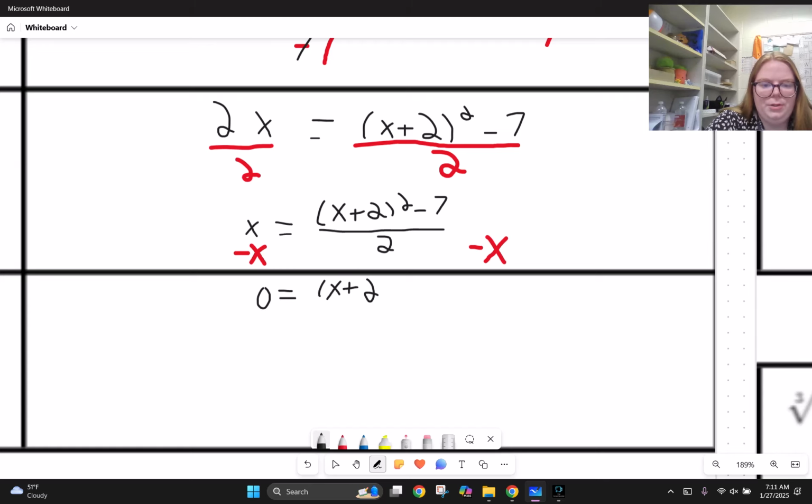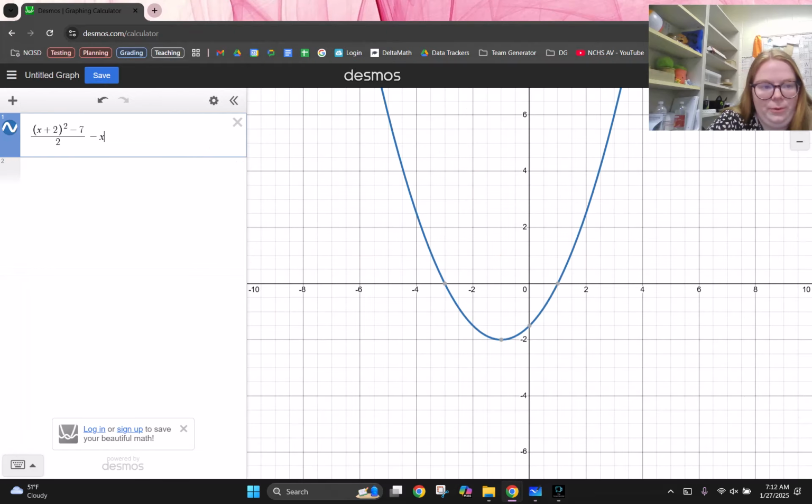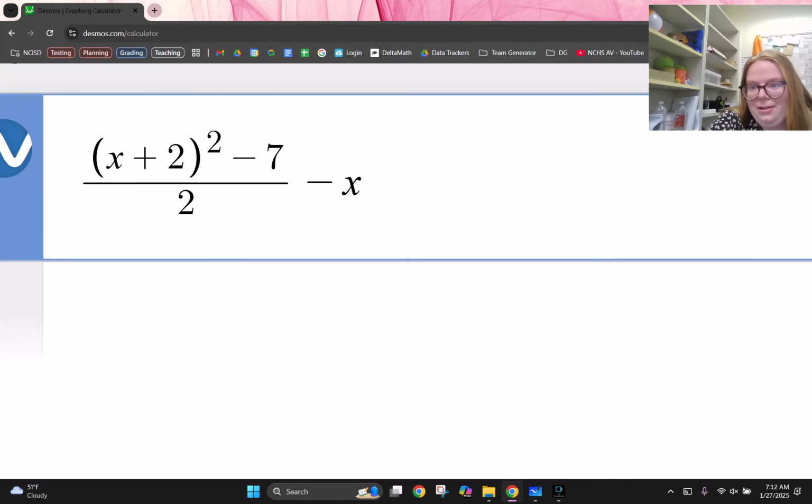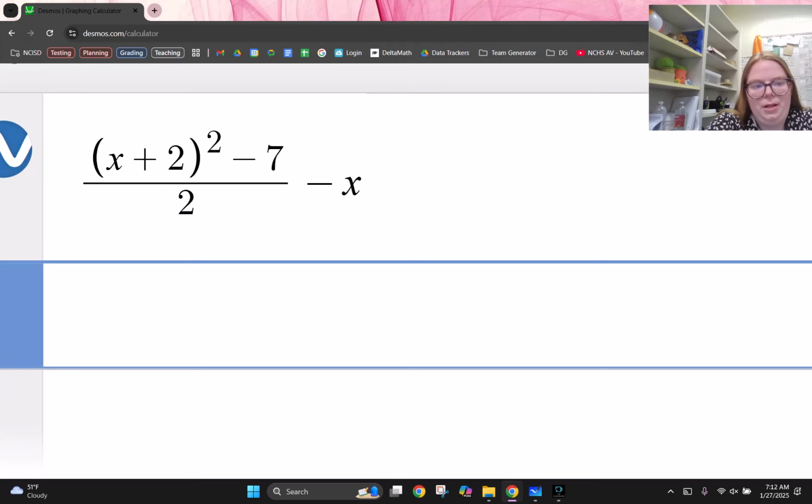x plus 2 squared minus 7 all over 2 minus x. Now, of course, that doesn't look very much like quadratic equations we're used to, but if we're solving them by graphing, it doesn't matter. We can solve these by graphing by going to Desmos and graphing it. Make sure it looks exactly like the equation on the paper. That 2 should be at the bottom of the fraction of this entire thing right here, okay? That minus x is not in the fraction.